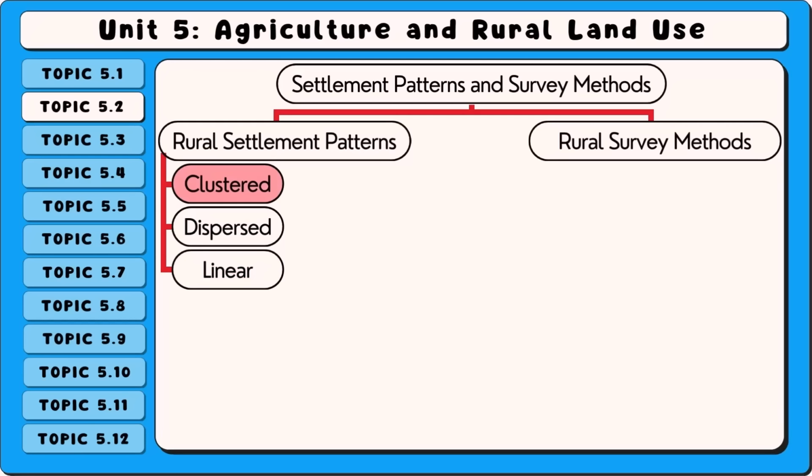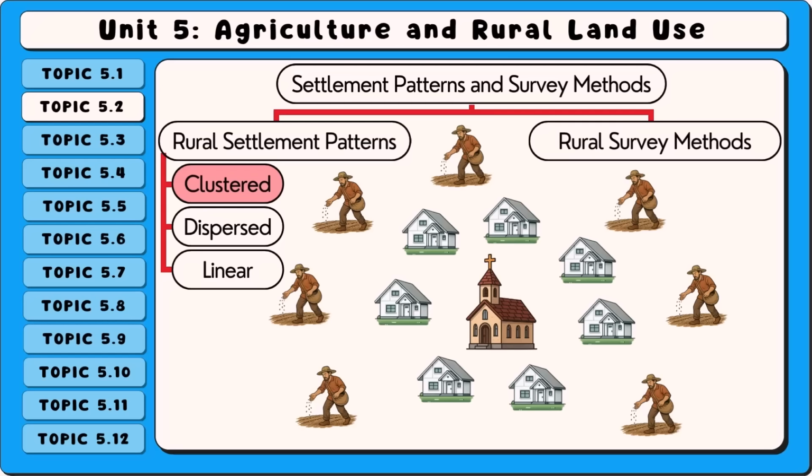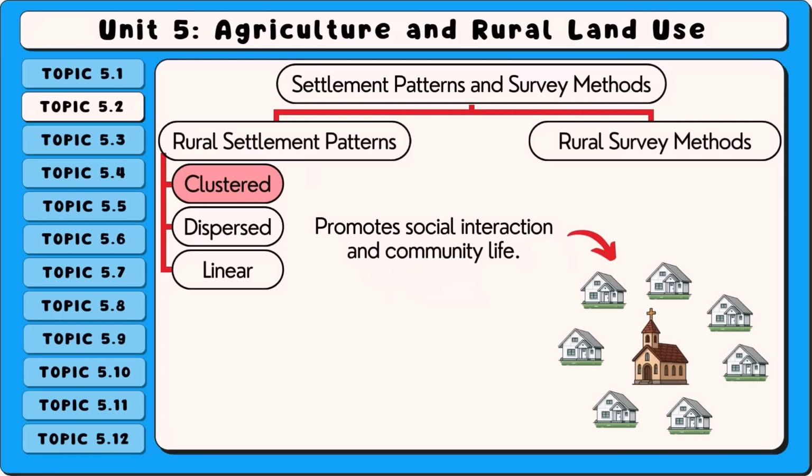The first type is the clustered settlement pattern. In a clustered settlement, homes and buildings are grouped closely together in a small area, often near a central point like a church or crossroads. The surrounding farmland is located just outside the village or settlement. This pattern is common in parts of Europe and Asia, where farmers work together and rely on shared infrastructure. Clustered settlements promote social interaction and community life.